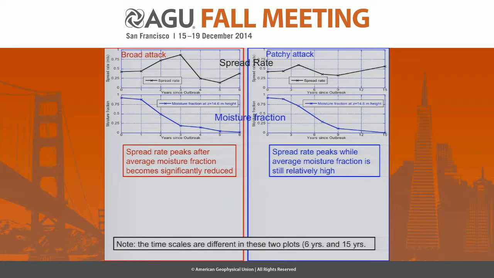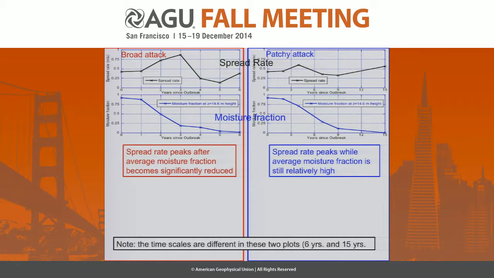In this picture, what we see is that the spread rates happen at different times with respect to moisture. So in the case where you have a broad attack, you have all the needles on the tree being red at the same time, but all the needles are still on the tree, and that produces your peak spread rates. Whereas when you have the heterogeneous mortality rates, you end up with a scenario where your peak spread rates happen when there's only been a little bit of average moisture drop, because after that you start losing needles from the trees and you can't support a crown fire anymore.